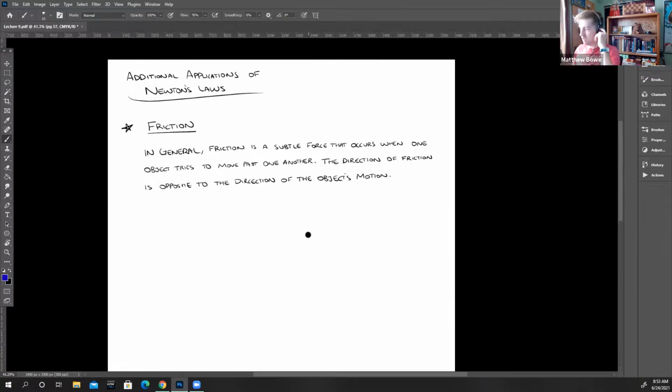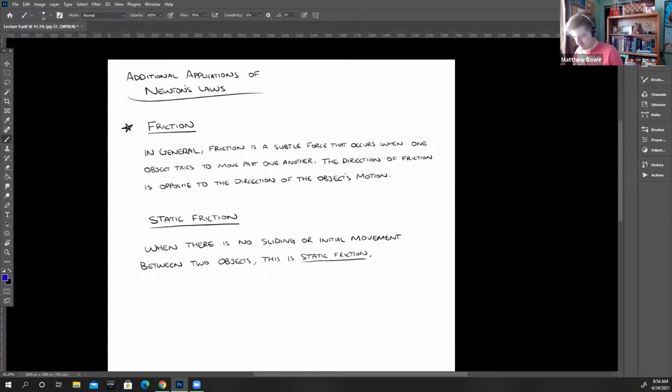Friction is just a subtle force. This is sort of my own phrasing of this. It's a subtle force that opposes movement. When one object tries to move near or on top of another object, the direction of friction is opposite to the direction of the object's movement or motion. We could even classify two types of friction. There is static friction.